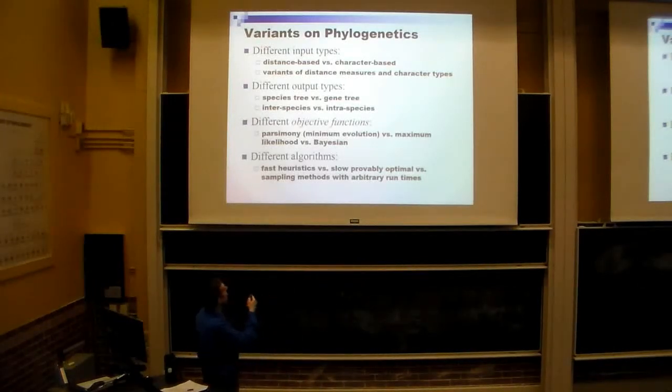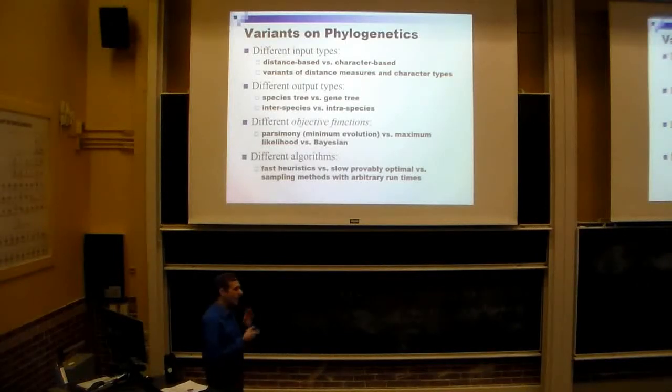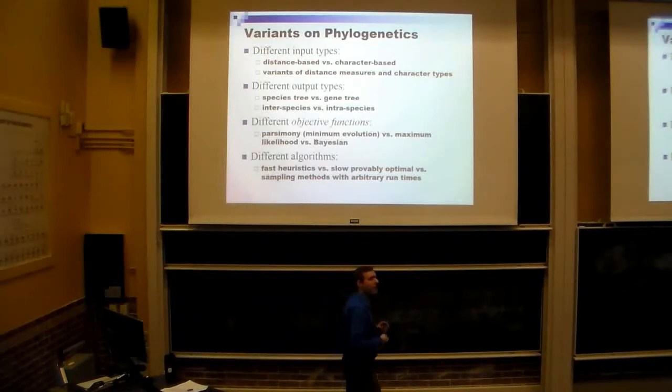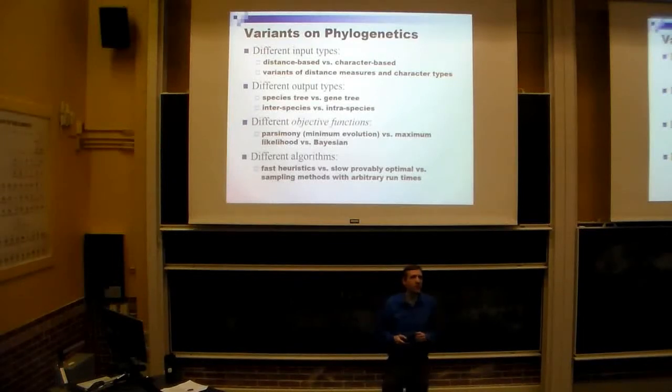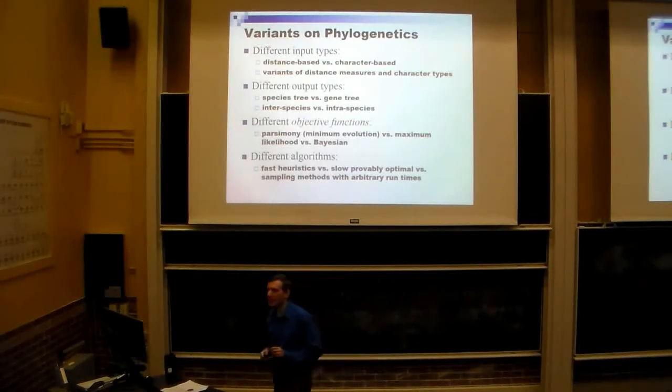You can also do phylogenetics interspecies or intraspecies. So there are specialized methods for the case where you're looking at evolution of, let's say, human beings over the course of our history, where you have not clean separated species, but intermixing populations. There are different objective functions, which refers to kind of the mathematical model we use to decide how relatively good different trees are for a data set.